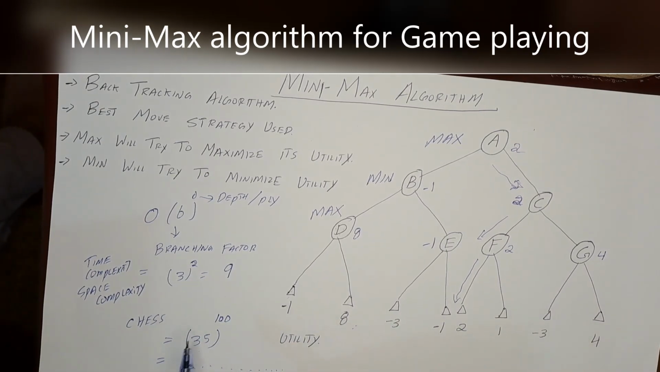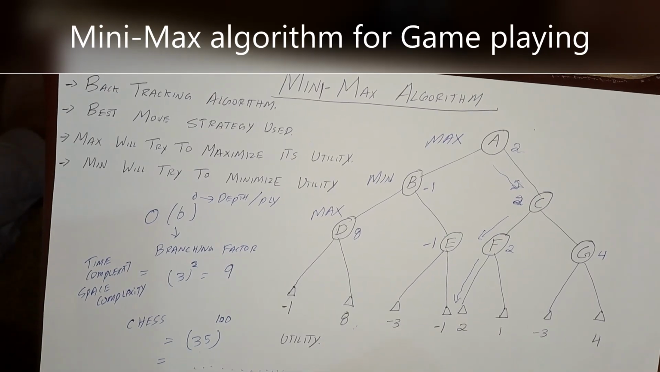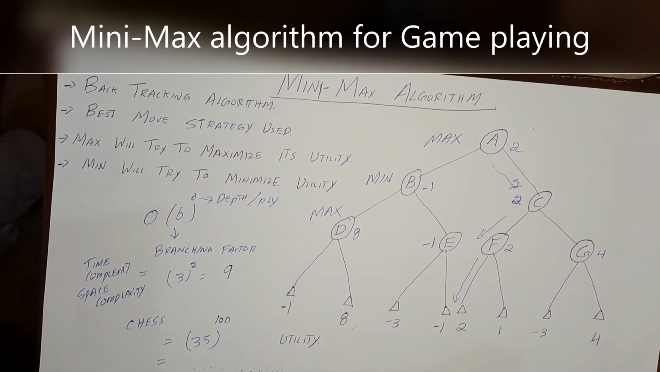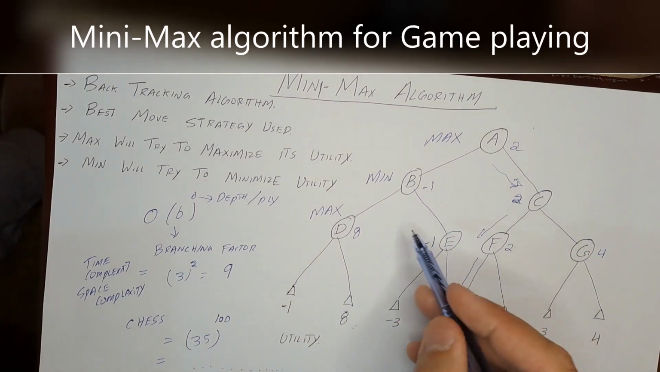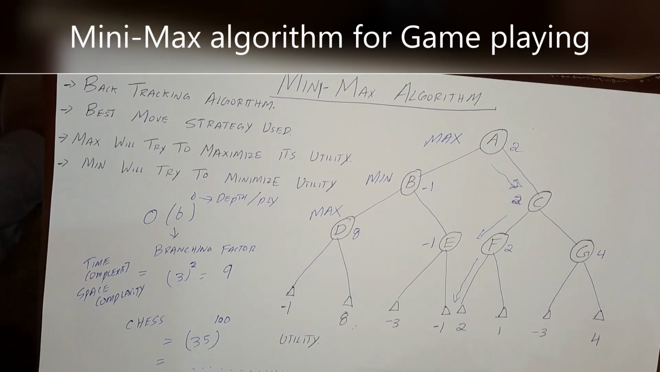So in case of such games where the branches are too many, we apply another algorithm that is called alpha beta pruning, where we prune out some undesirable branches. But that is what we're going to study in our next lecture.